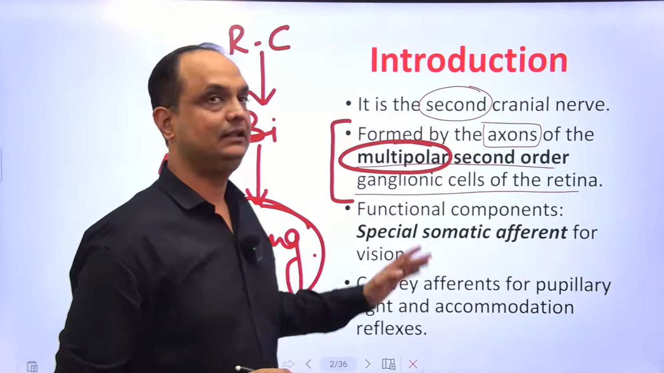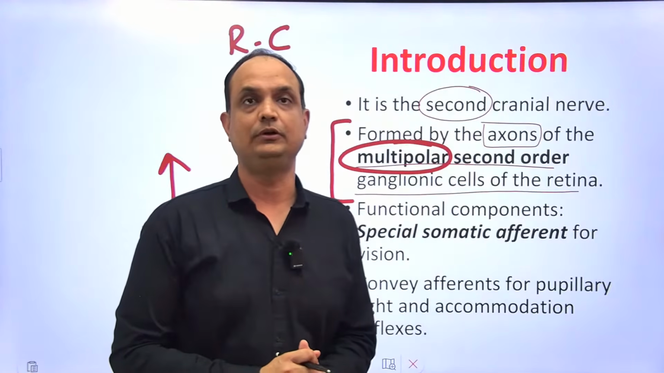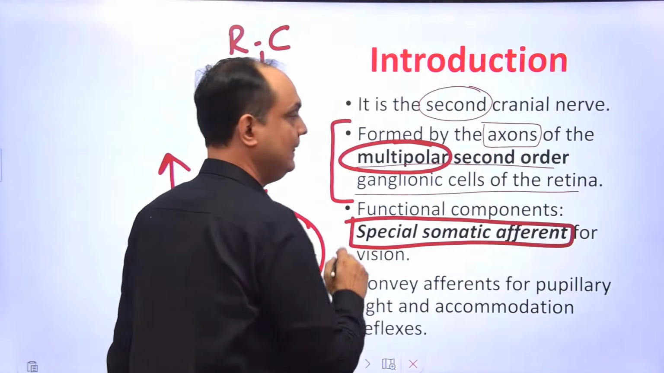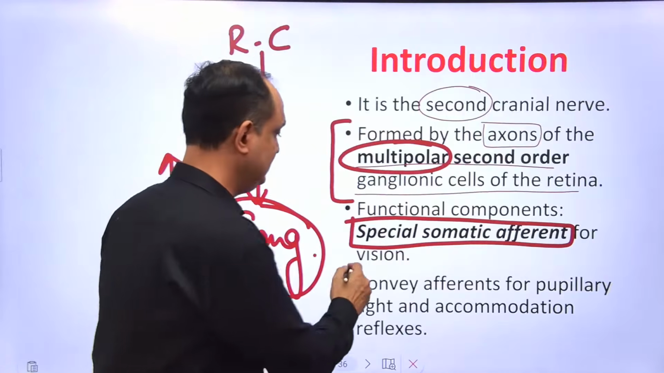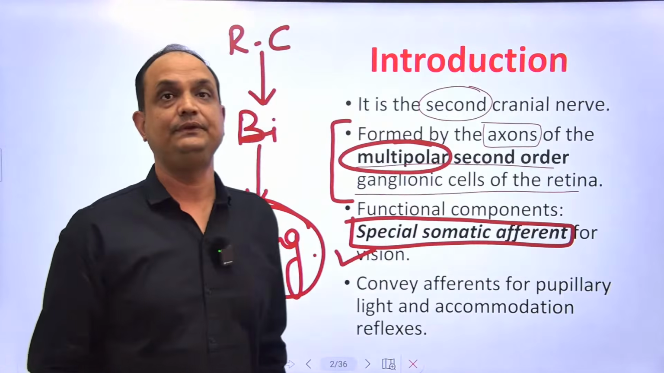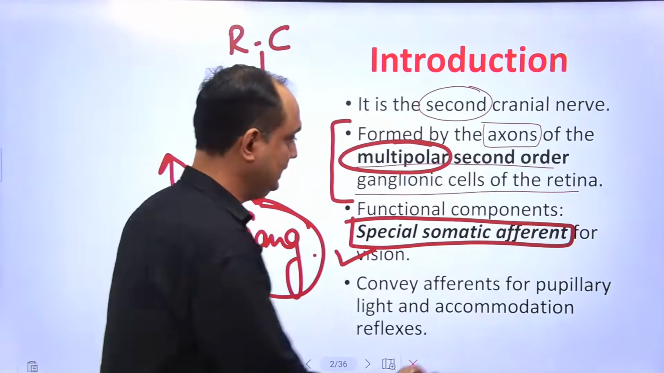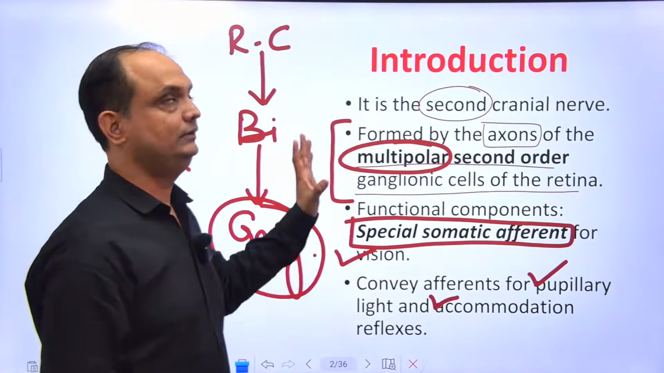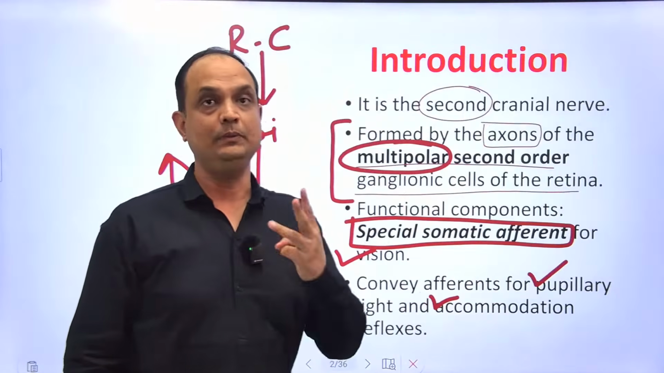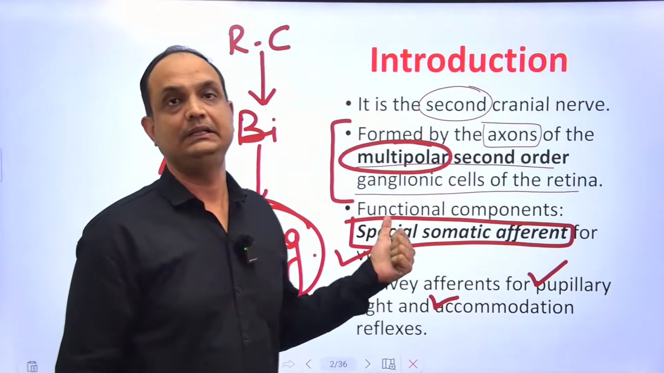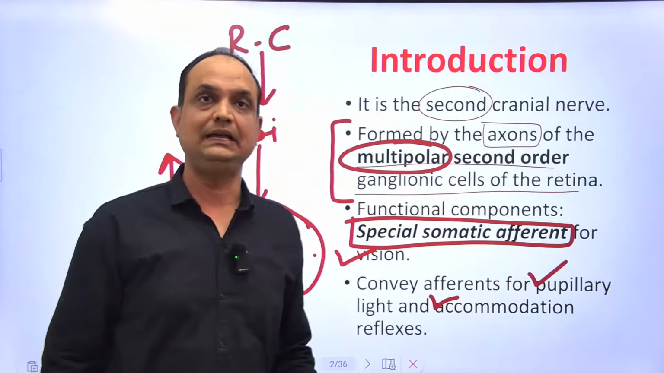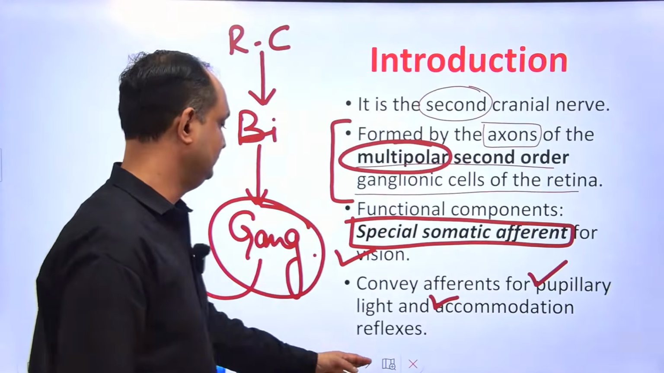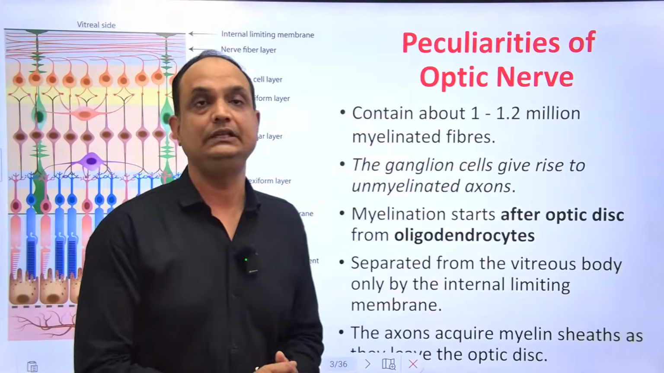The second thing is the function of the optic nerve. It is a special somatic afferent nerve for vision, and it conveys the afferent part of the pupillary light reflex and accommodation reflex. So what is important about this slide? There are two important things. First, it is formed by the second order neurons of the ganglionic cell, and second, it is a special somatic afferent nerve. Now we'll move to the peculiarities of this nerve.